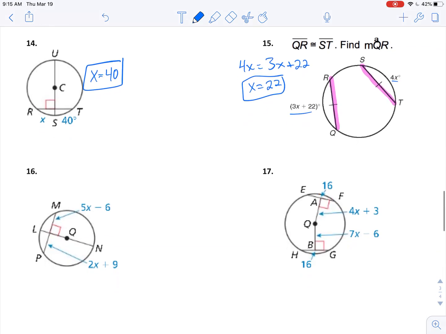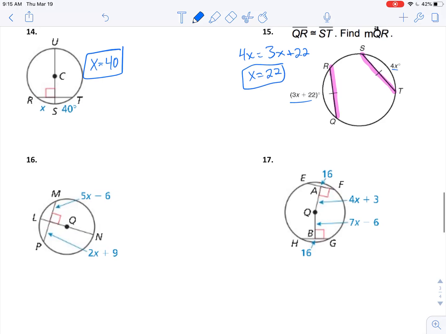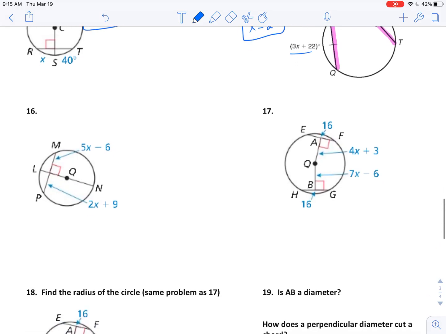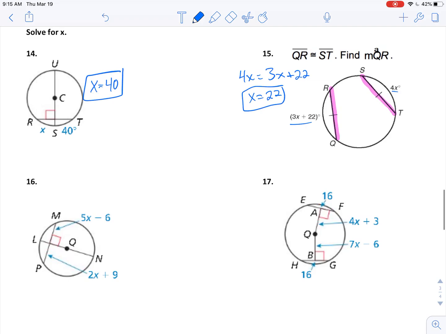Why don't you guys try those last two? So pause the video, try the last two, and then we will talk about our last set of problems. So 5x minus 6 must be the same as 2x plus 9 because LN is a diameter, cuts it at a right angle. So it must be a bisector. So 3x must be 15, x equals 5.